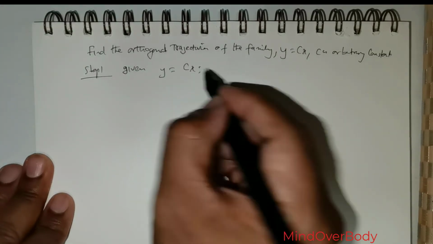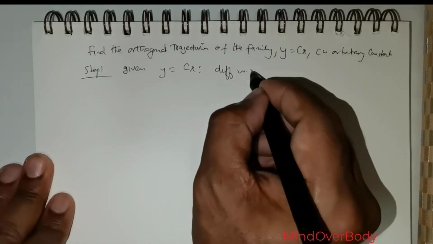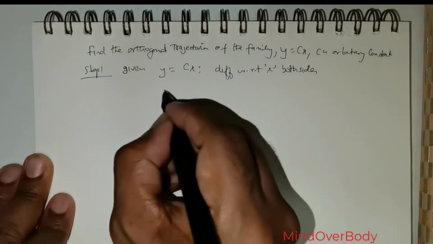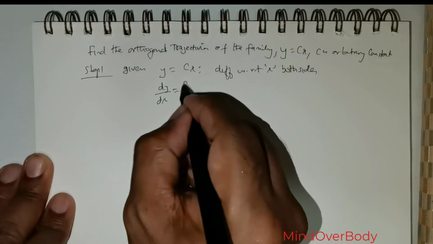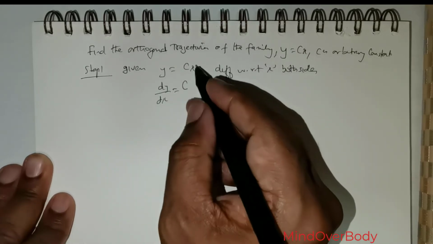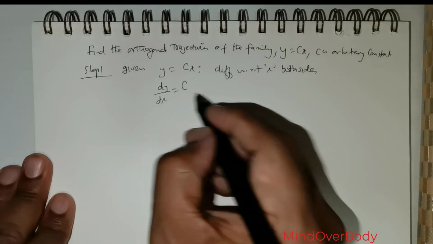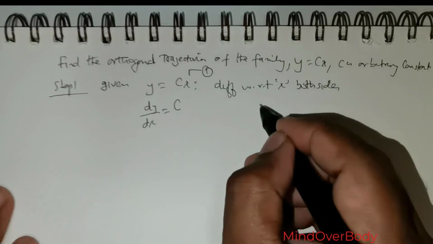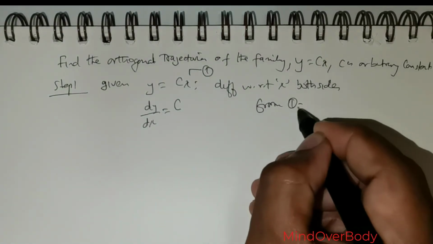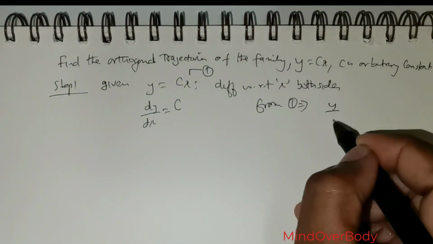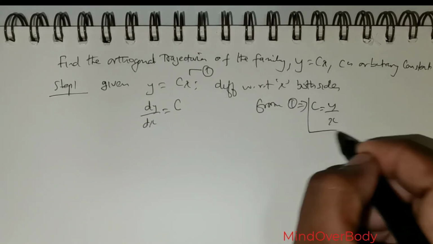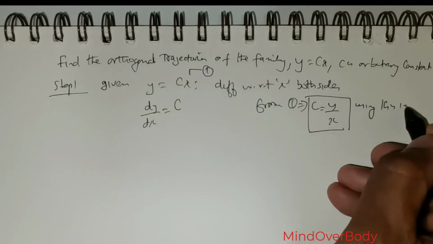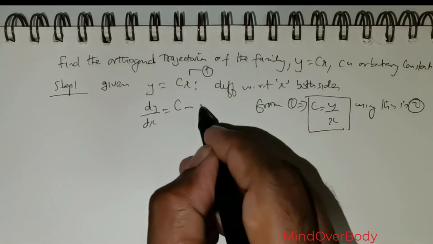So y is equal to c times x, and then we will differentiate with respect to x on both sides. So when we do that, we get dy over dx is equal to c times the differentiation of x, which is 1. So we get dy over dx is equal to c, but we will have to get rid of the c. Now I'm going to take this as 1. So from 1, what do we see? We got y over x is equal to c, right?